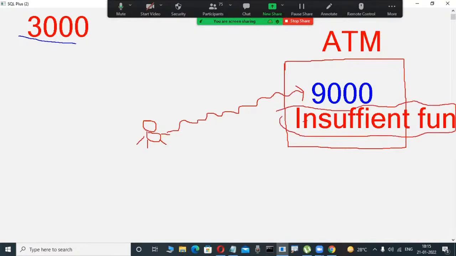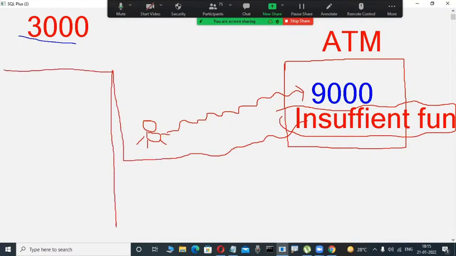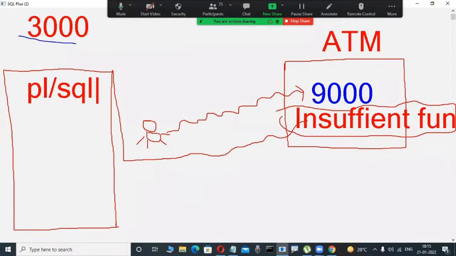But how is this message possible? Does the ATM center know this message? No. Actually, just like you, some software engineers write the code, that is important. They are writing code in PLSQL, a language. Suppose Oracle projects, banking projects with Oracle, they are writing in PLSQL.